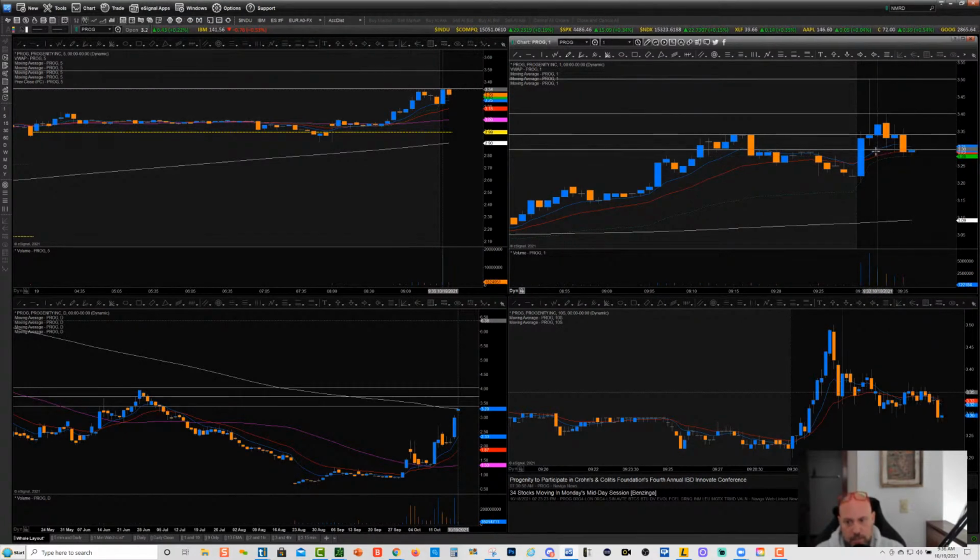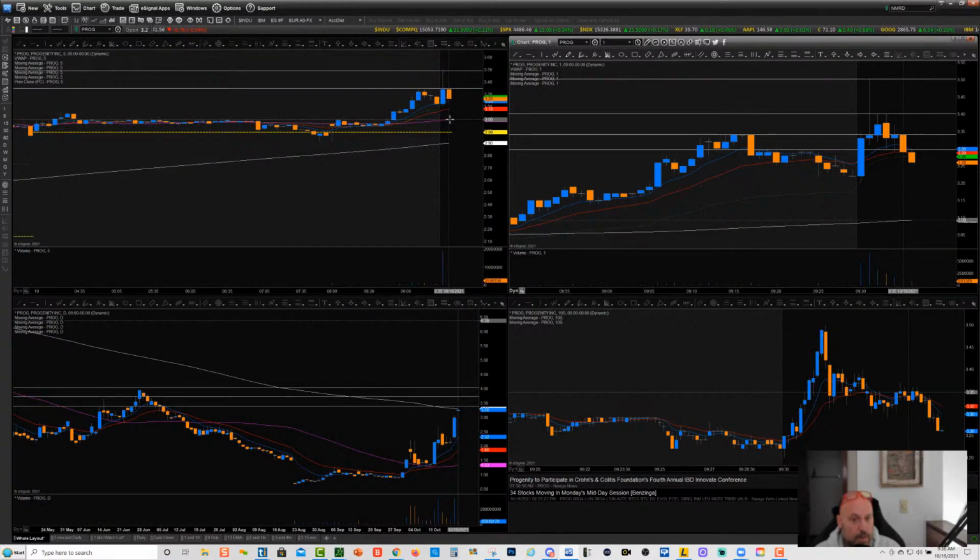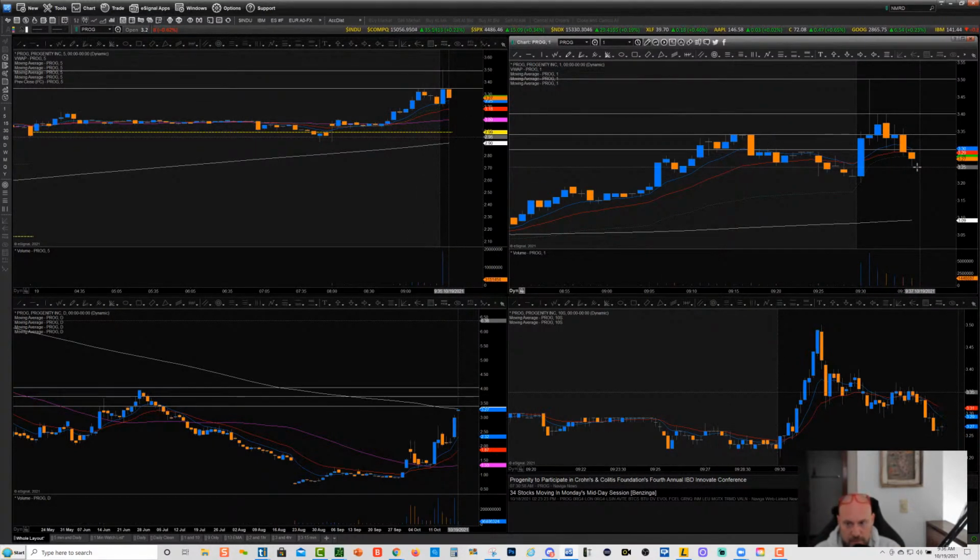So that red and blue line, again, the blue line is the 9 EMA. Red line's the 20 EMA. The green dots are VWAP. The white line is the 200 SMA. My purple or pink line is the 50 SMA. And then the yellow-green dots are previous close.